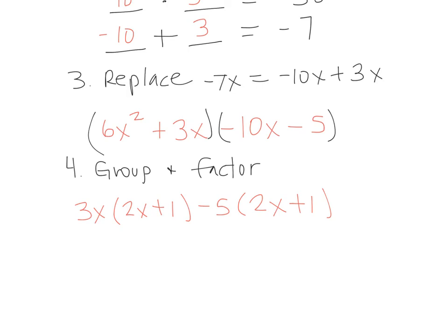Okay, so that gives us something like we had before, and we recognize that we have the common factor of this quantity, 2x plus 1. We can bring that out in front. And from the first group, we have a 3x left, and in the second group, we have a negative 5. And so that is that polynomial factored.